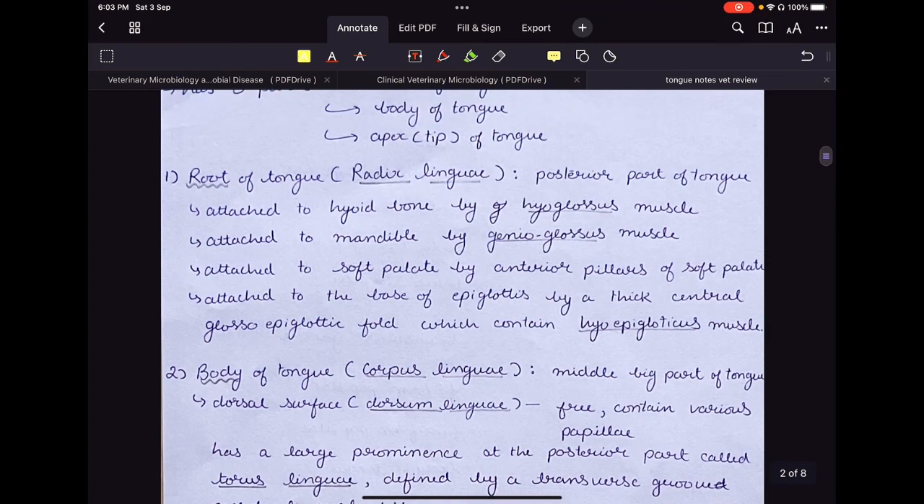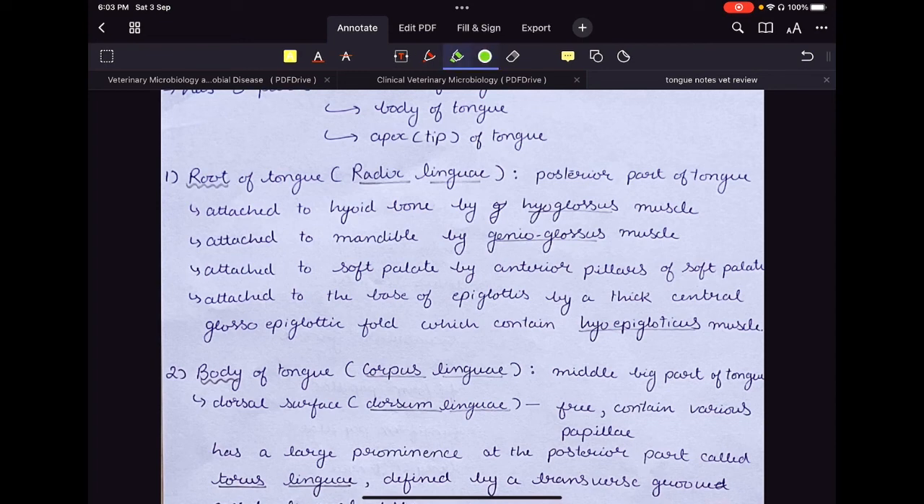Okay. So the root of the tongue, also called radix linguae, is the posterior part of the tongue and it is attached to the hyoid bone by the hyoglossus muscle. It is attached to the mandible by the genioglossus muscle. It is attached to the soft palate by the anterior pillar of the soft palate, and it is attached to the base of the epiglottis by a thick central glossoepiglottic fold, which contains the hyoepiglotticus muscle.